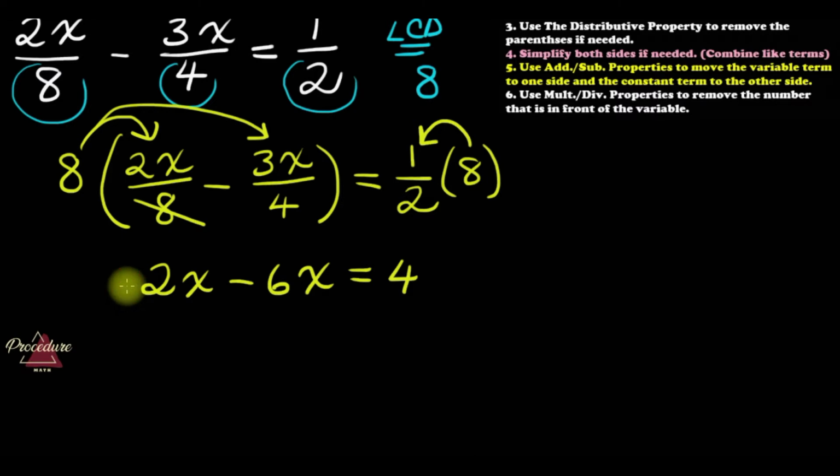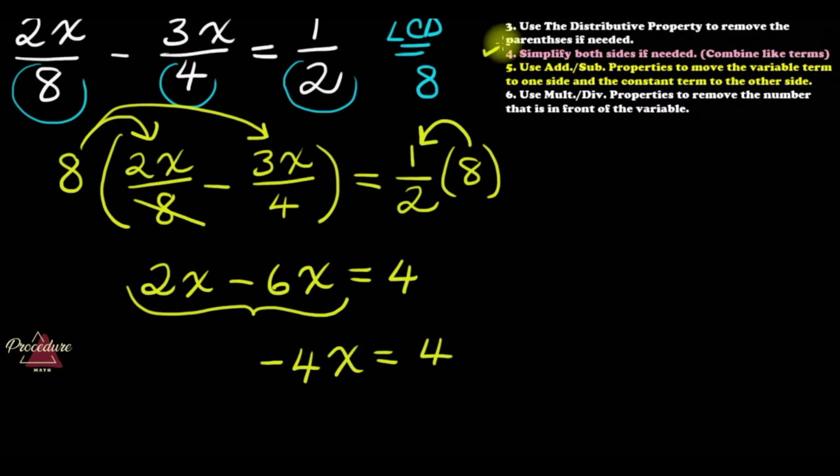We need to simplify the left-hand side of the equal sign because those are like terms. When you combine those two terms, you get negative 4x, and here we bring down the 4. Step 5 is to use the addition or subtraction property to move the variable term to one side and the constant term to the other side. If you look at the equation, you have the variable on one side and the constant on the other side, so we do not have to do step 5.